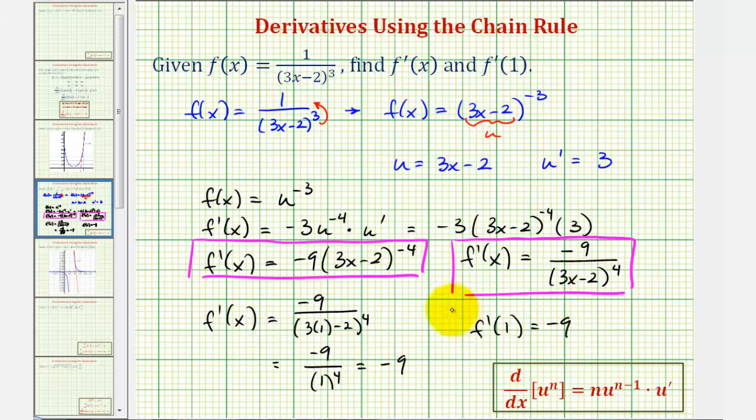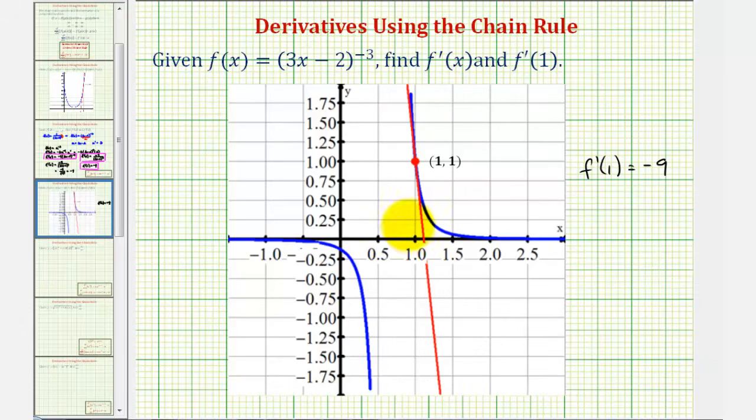Let's go ahead and verify this graphically by looking at the slope of the tangent line at x equals 1. Here's a graph of our function. Notice when x equals 1, the point on the function, or point of tangency, is this point here, the point 1, 1. To find this y-coordinate, we'd have to substitute 1 for x into the original function given here. And because f prime of 1 was equal to negative 9, the slope of this red tangent line is negative 9.